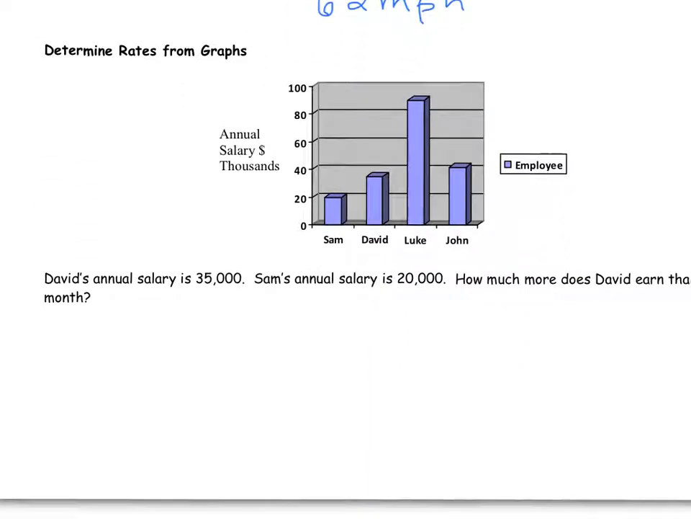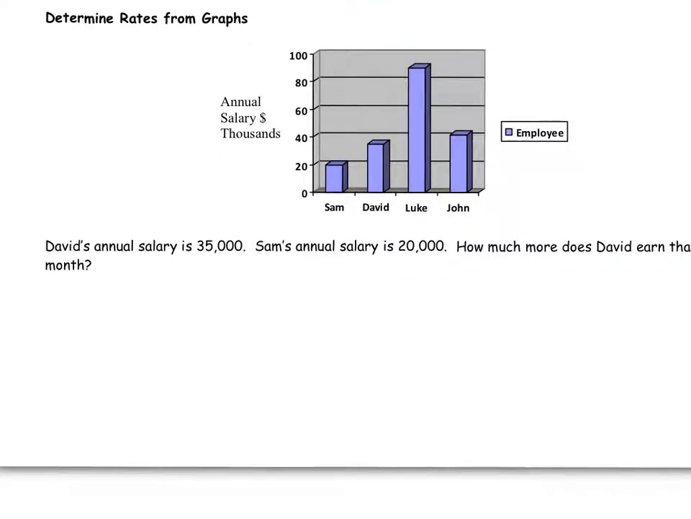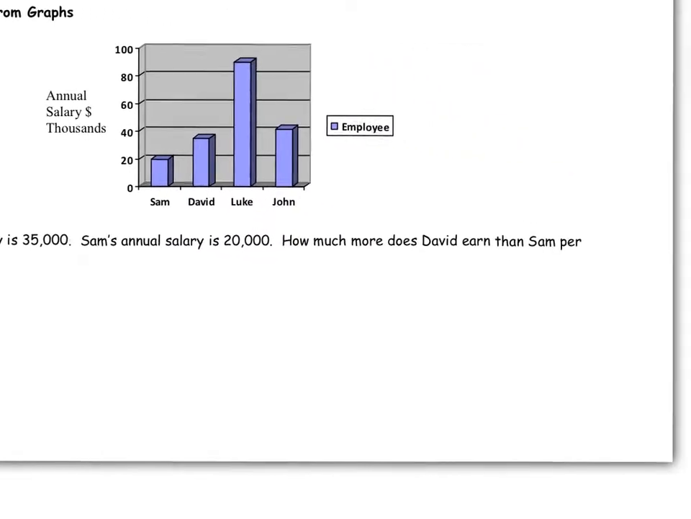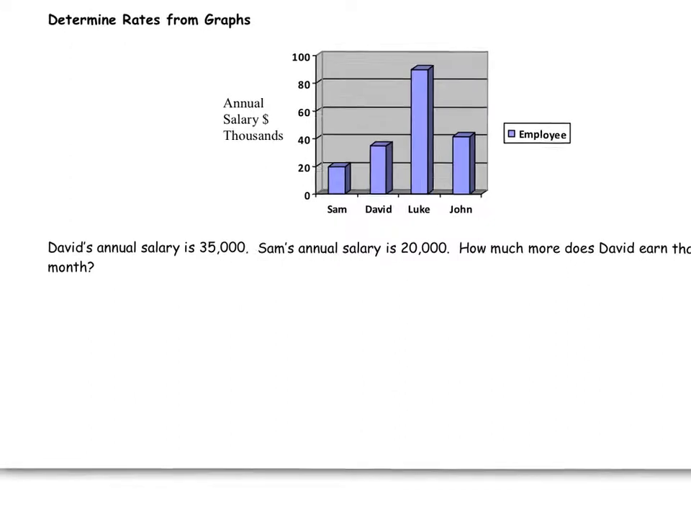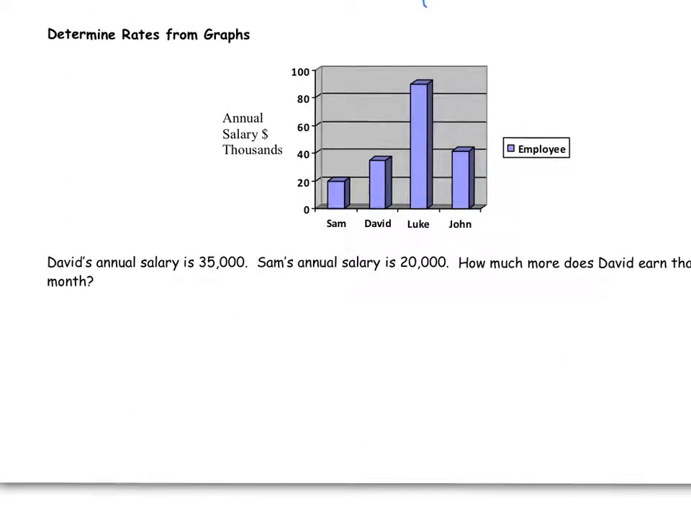Sometimes you'll be given graphs, and you're going to have to determine what some rates are for the graphs. So it says David's annual salary is $35,000. Sam's annual salary is $20,000. How much more does David earn than Sam per month? Okay, annual, as you may know, means yearly. So this is how much they're making per year.